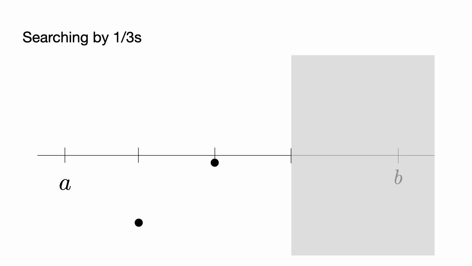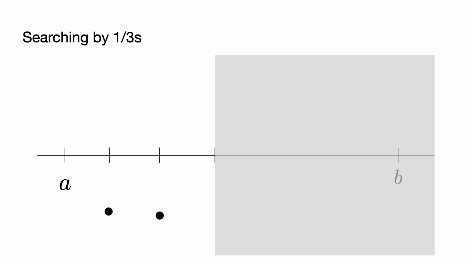You evaluate the function. You see that the point on the left is less than the point on the right. Again, the minimum point cannot lie to the rightmost third. We again divide up the remaining region into thirds. We evaluate our function at those 2 points. We see the point on the left is greater than the point on the right.